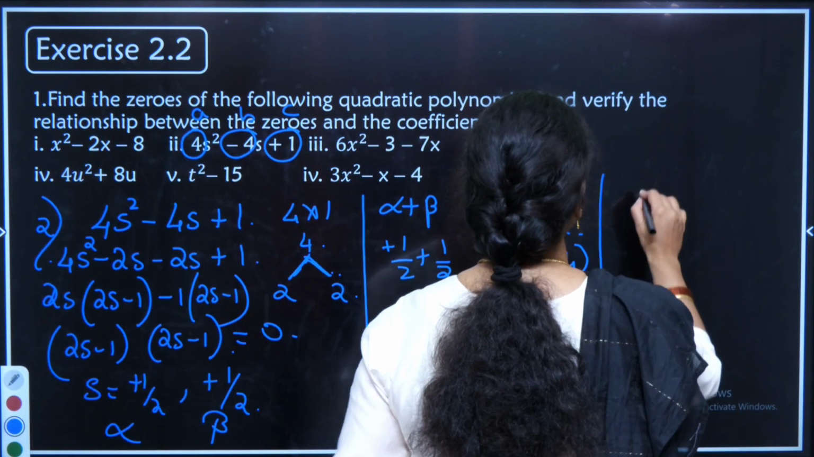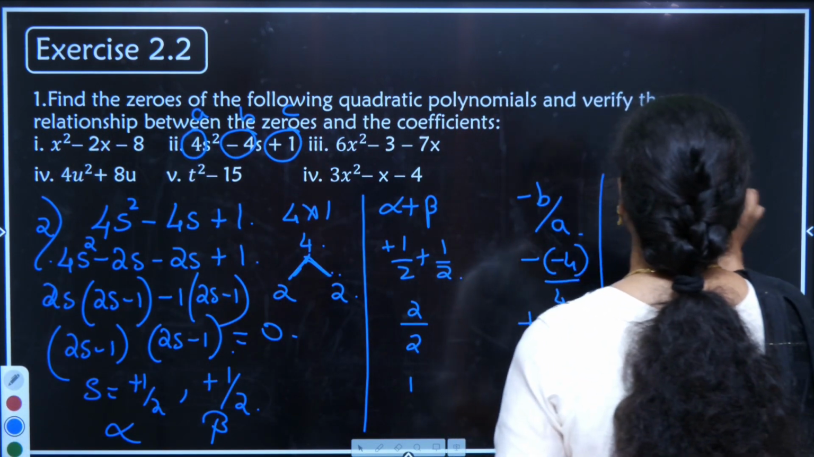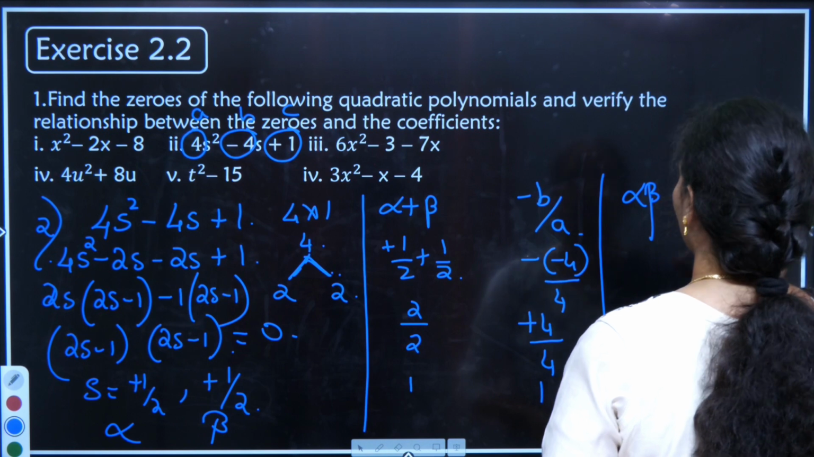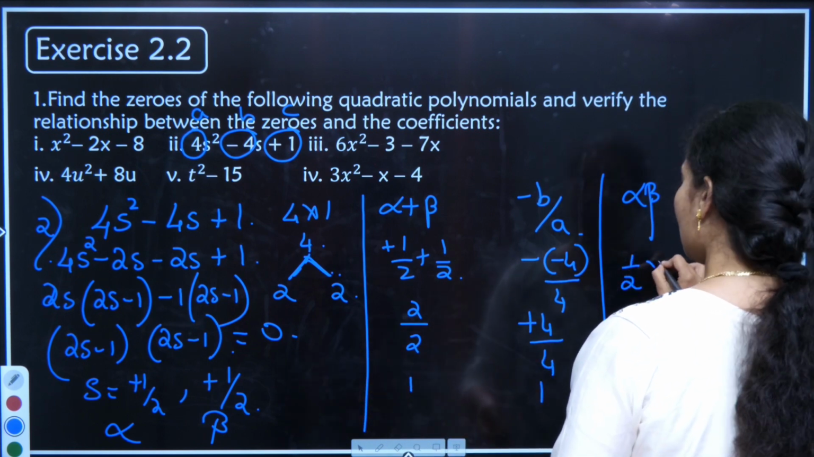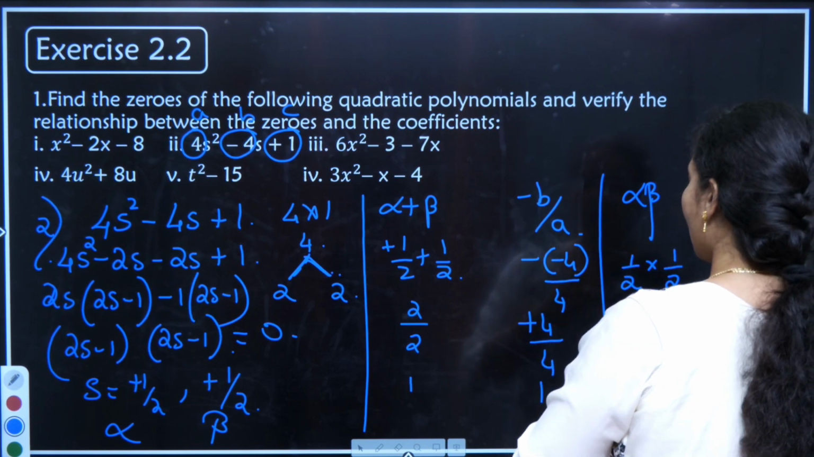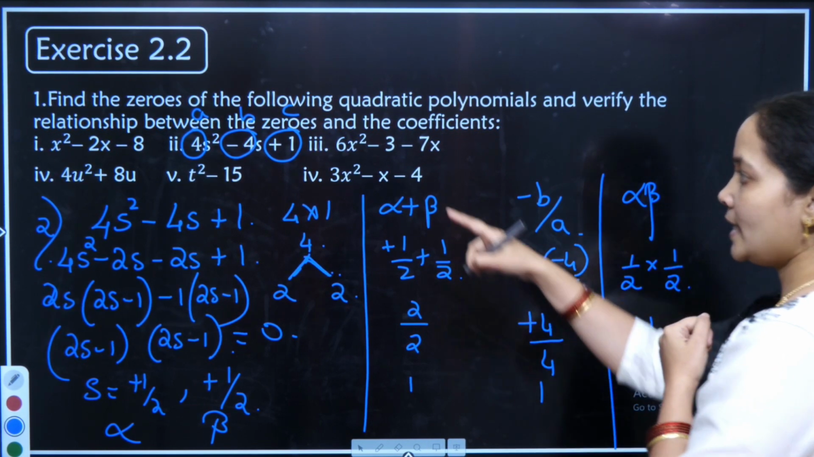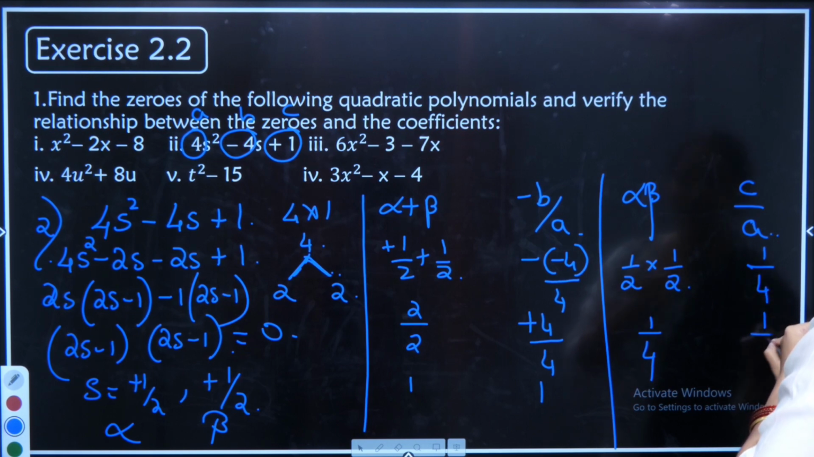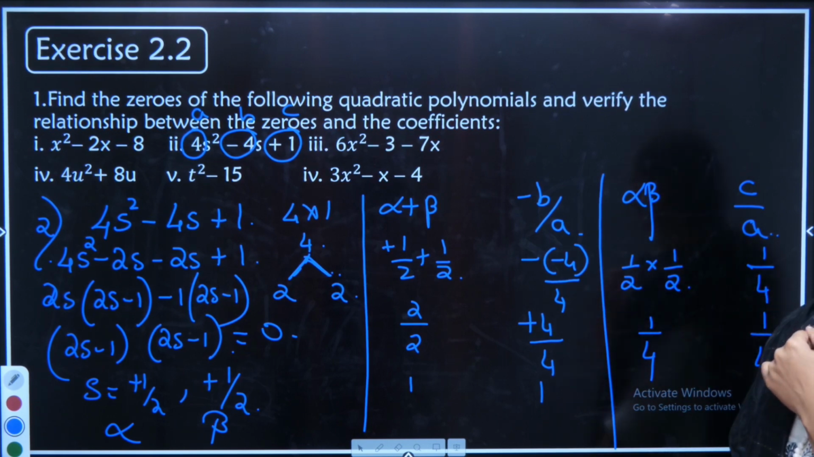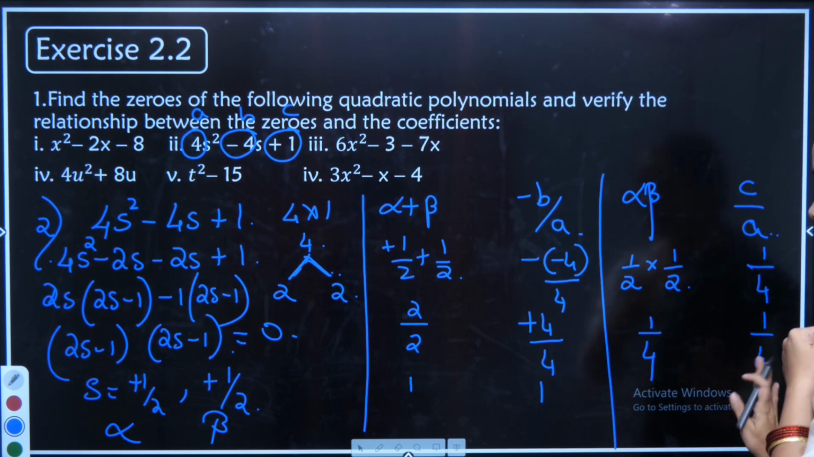Going to product of roots, alpha into beta, C by A is my formula. So alpha is 1 by 2, beta is also 1 by 2, so my product is 1 by 4. From the equation, C is 1, A is 4, so I am having 1 by 4 as my RHS as well. Therefore, both are equal.